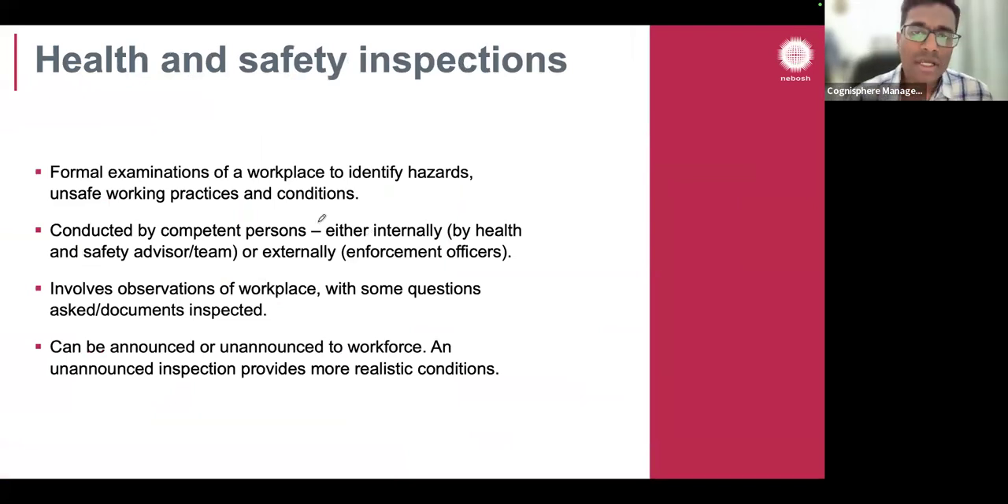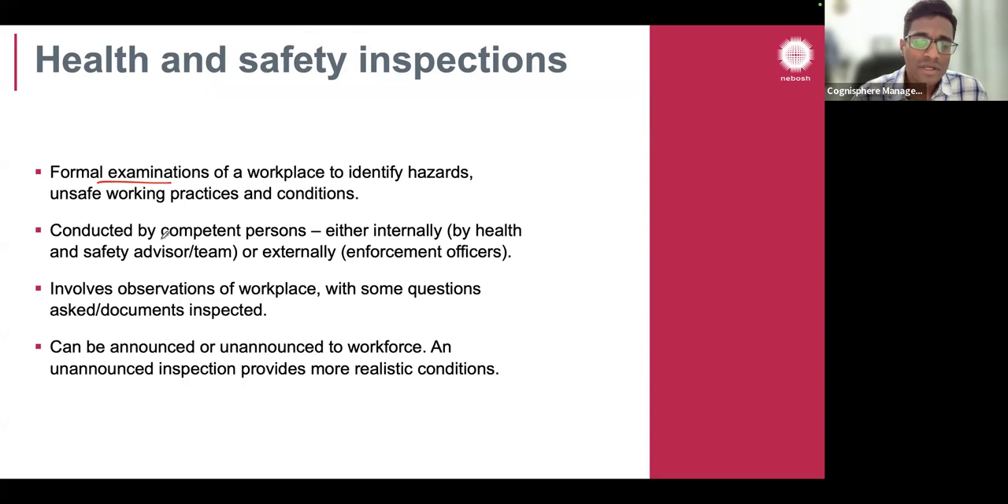Example of active monitoring is a health and safety inspection. It is a formal examination of a workplace to identify hazards, unsafe work practices, and conditions. Okay. It is conducted by a competent person. So who carries out inspection? An inspector, okay, or someone who is competent.